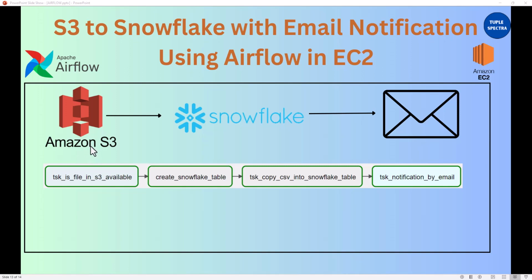If the file is present in the S3 bucket, then it is going to trigger the next task to run, which is going to be a table that is created in Snowflake. After that is created, we are going to copy the CSV file into the Snowflake table that we just created. Now after we are able to successfully copy the CSV into Snowflake, that's going to trigger the next task to run, which is going to be an email notification to the user or to whoever is necessary to receive such an email.